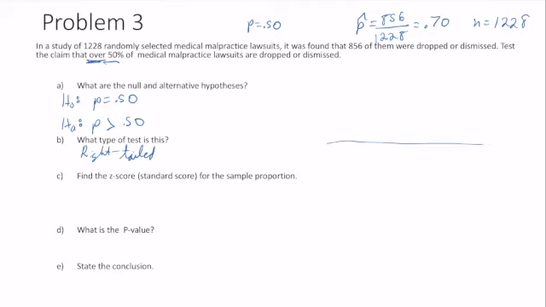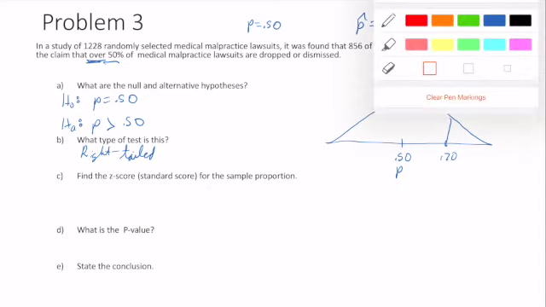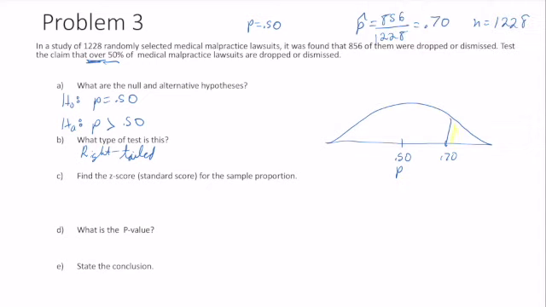Okay, so if I was to sketch this out, my population proportion's right here. I've got 0.70 right here. So I'm trying to find the area in this tail. So I want to find the z-score for this sample proportion.